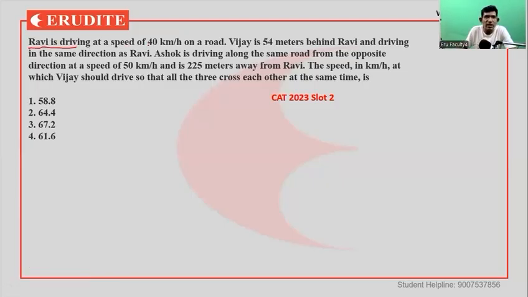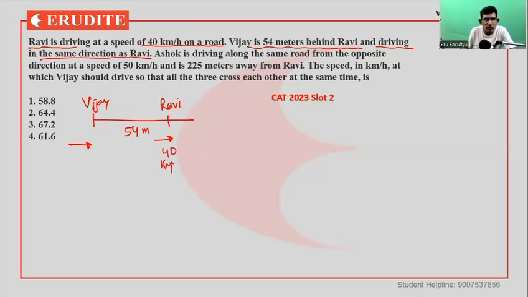So Ravi is driving at a speed of 40 kmph on a road. Vijay is 54 meters behind Ravi and driving in the same direction as Ravi. So if I quickly draw the schematic as per the question, then what we can say? Say this is Ravi, and Vijay is behind Ravi. So this gap is 54 meters and they are moving in the same direction and Ravi's speed is 40 kmph.